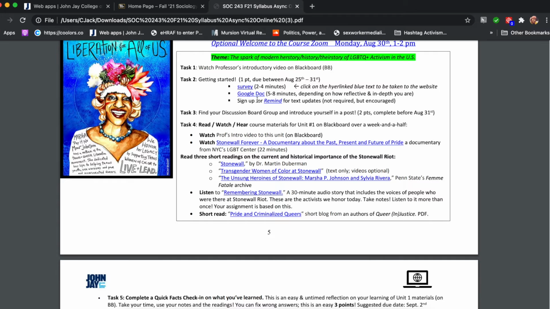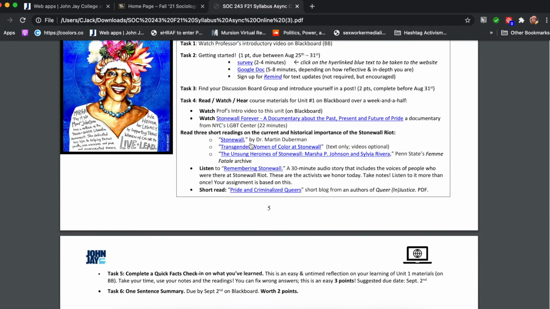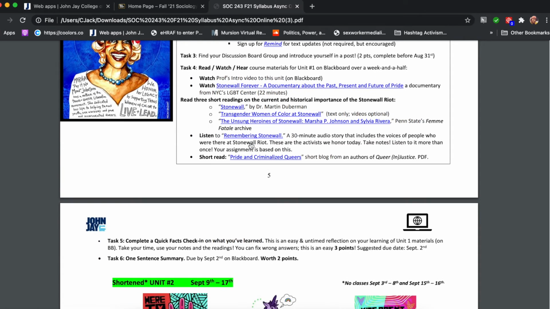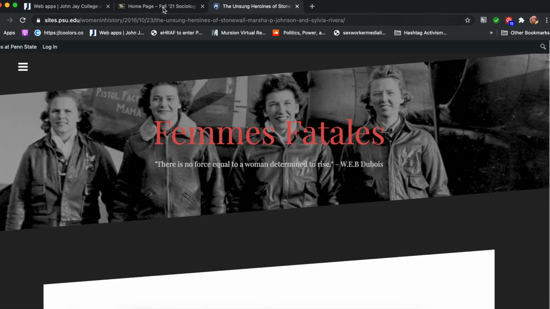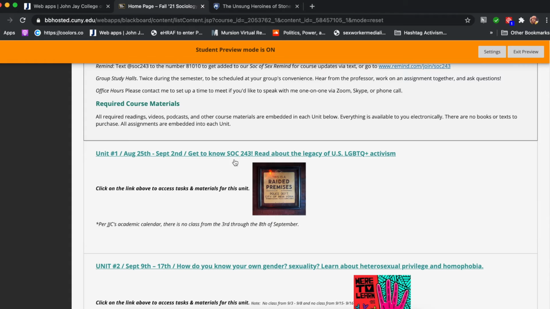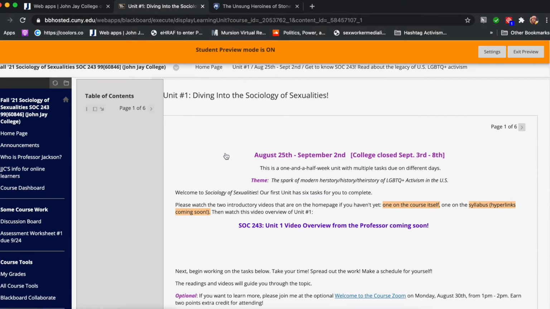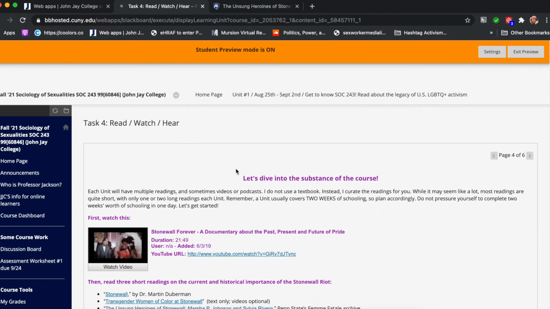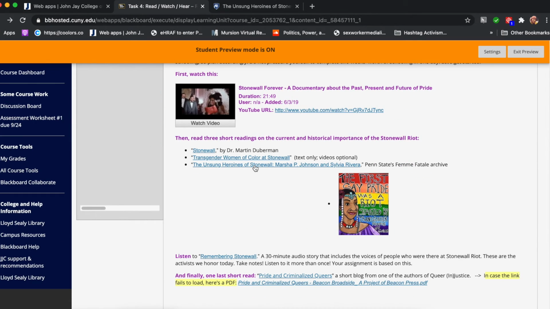You'll note that a lot of things are hyperlinked. So things that aren't hyperlinked are things that aren't available online or through the John Jay Library. They're my own personal PDFs, but most everything has a hyperlink, so you can click on it here and be taken to it, just like you could do from Unit 1.